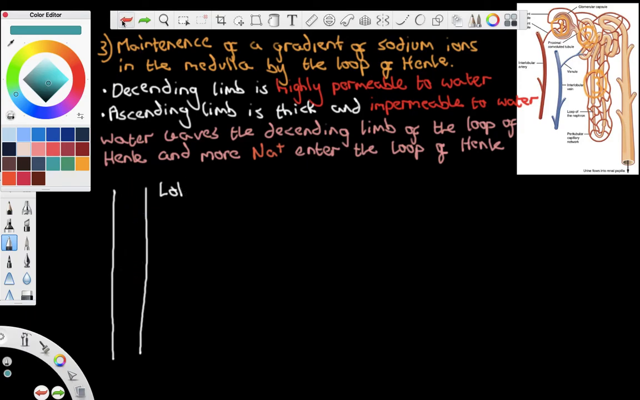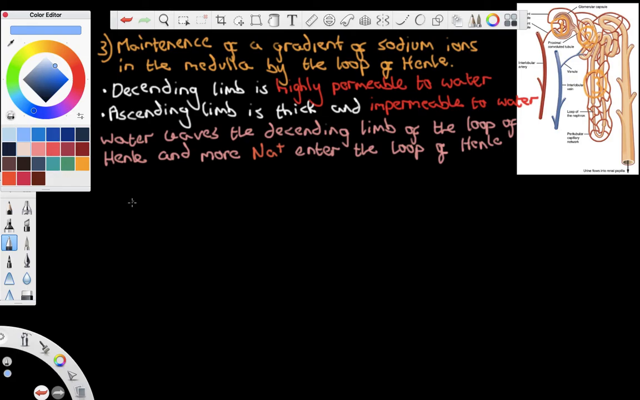Okay, get rid of all this. Oh, and then we've got the loop of Henle. So, at the ascending limb, by the time we've got to the ascending limb, sodium ions are actively transported out of the loop of Henle. However, water cannot leave. Water is stuck inside of the ascending limb.